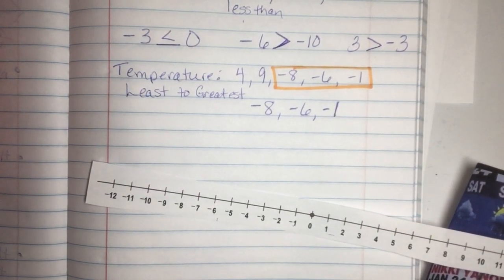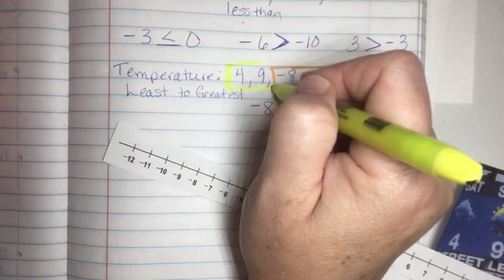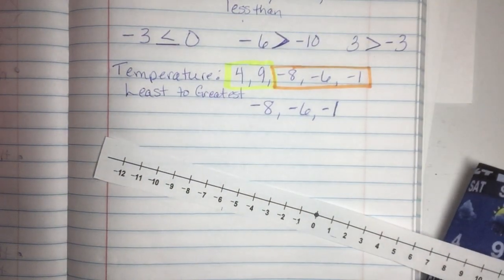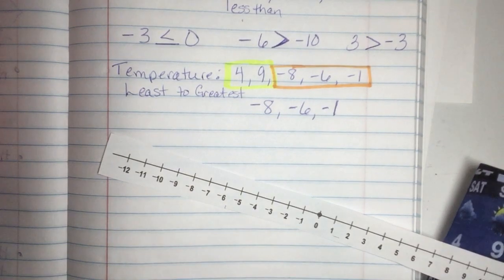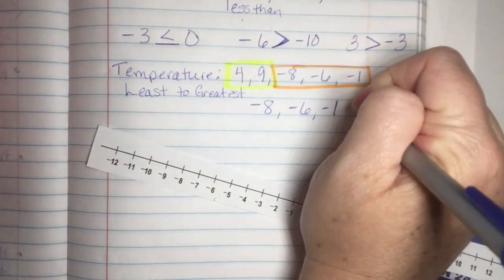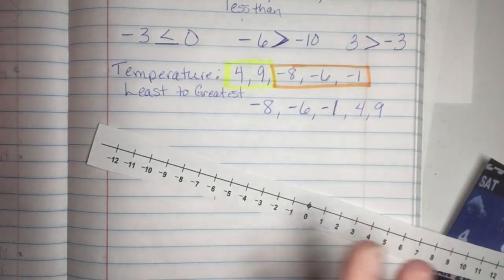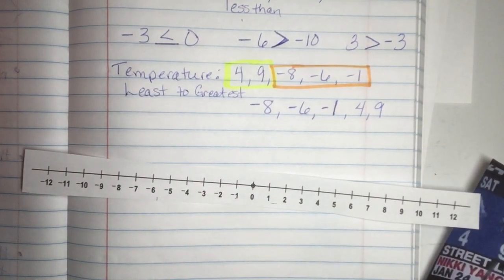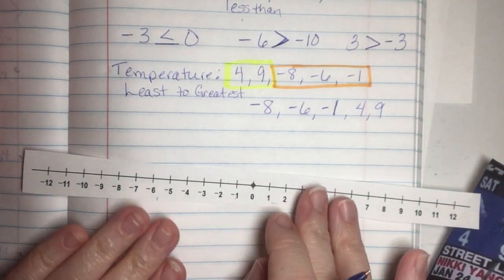Now we'll look at our positive numbers. So we're going to look at the 4 and the 9. And remember, we're putting it in order from least to greatest. So which one is the least positive, 4 or 9? Yeah, 4. And then 9. So now positives work the same way they've always worked. So don't get that confused, okay?